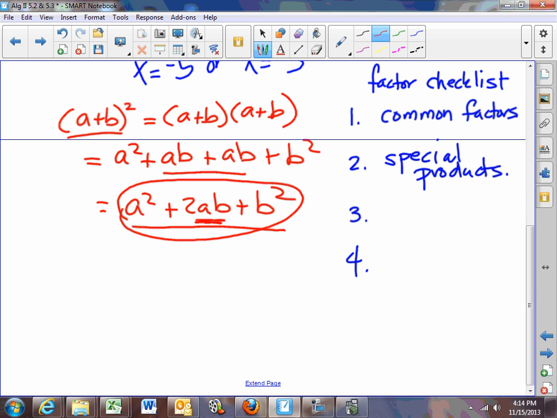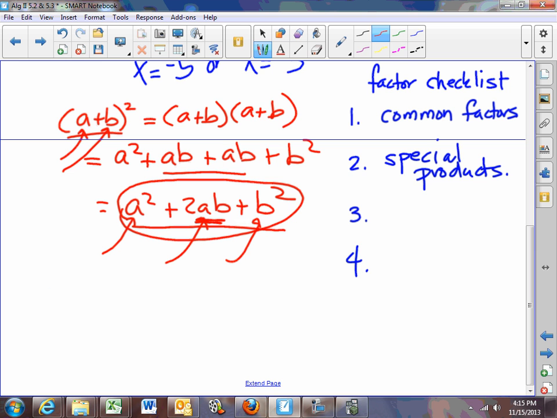Now, if you look at this, a squared plus 2ab plus b squared, you can think of a as the first term in the binomial, and you can think of b as the second term in the binomial. So if you want to square a binomial, you get the first term squared plus 2 times the first term times the second term plus the second term squared.